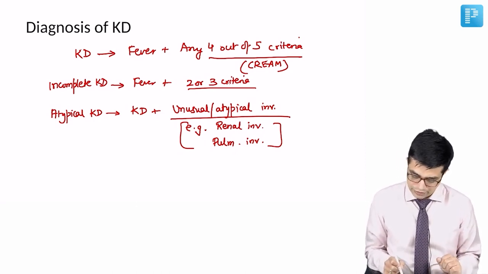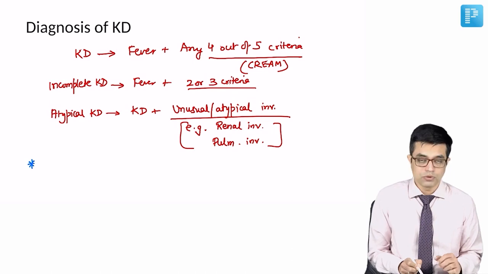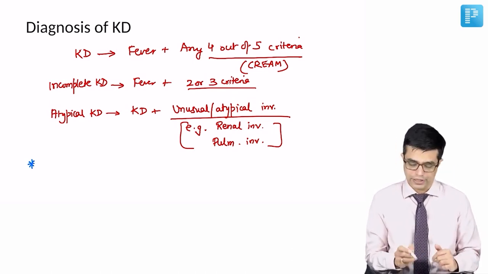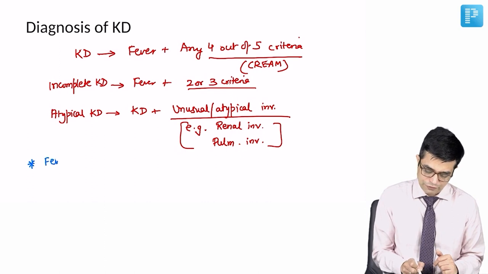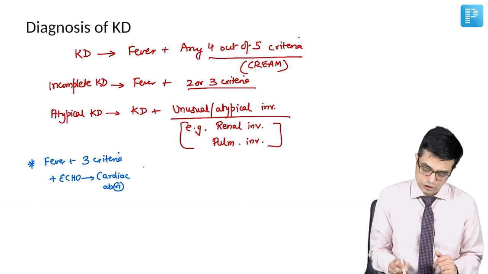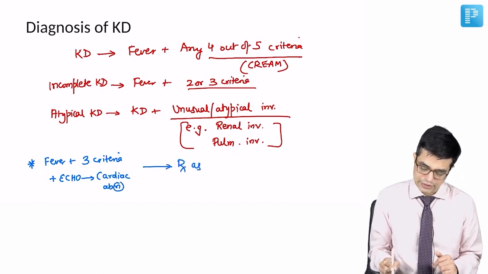And an extra edge point: suppose there is a patient who has incomplete KD, would you treat or would you not treat? So if there is presence of fever along with 3 criteria, and if you do echocardiography which shows any cardiac abnormality, you would treat the patient as Kawasaki disease.